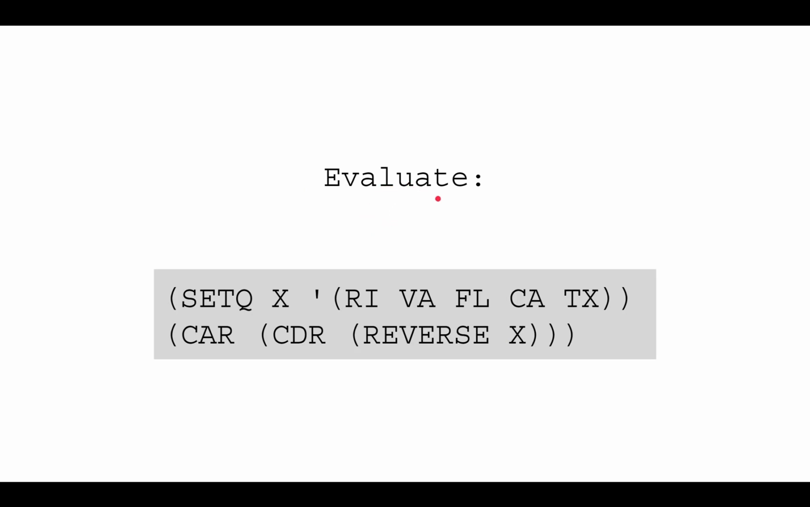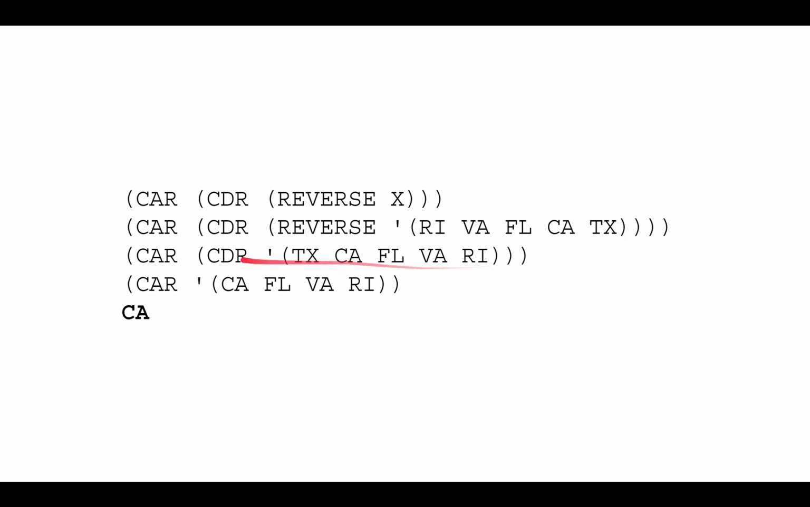Now we want to evaluate this. So we're setting X to this list here, and then we want to evaluate this. So we're going to reverse this list, so we can look at it, pretend that this is the first element. We're going to cdr this list, so we're going to remove the first element, and then we're going to take the first element. So the answer should be CA.